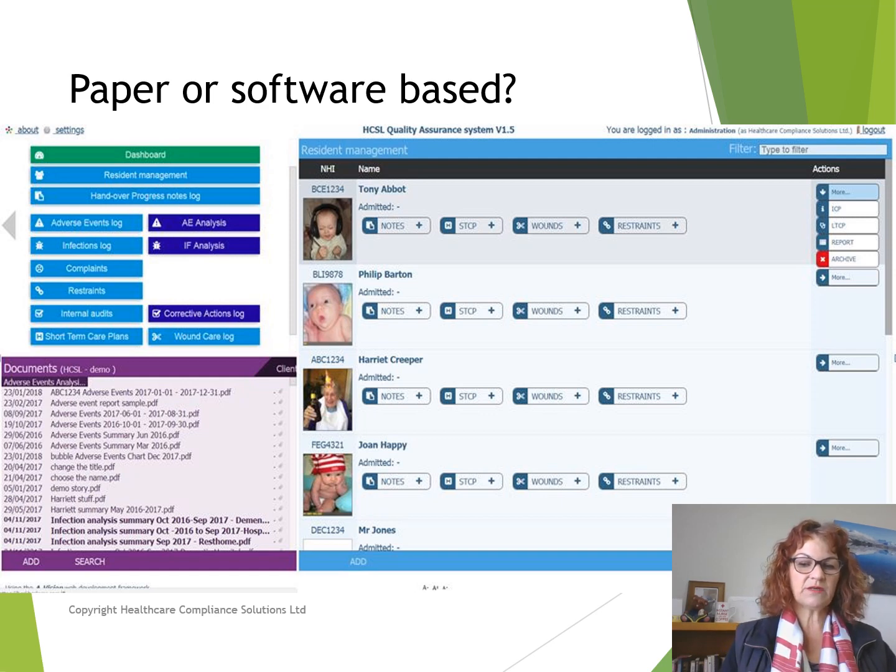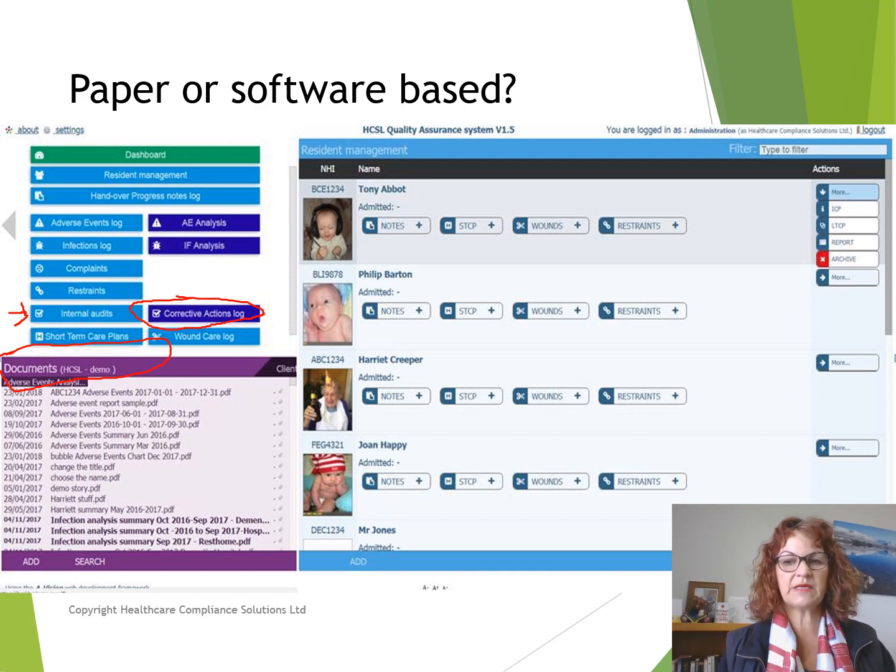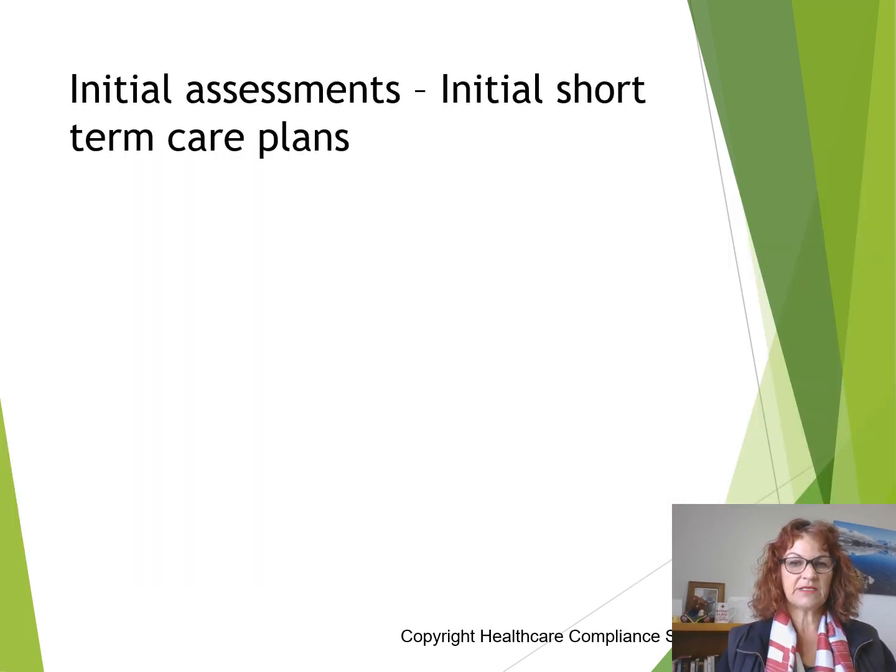Now, I mentioned the document library. If we look over here, this is the document library in the purple area here. The internal audits are here, and the corrective action log is here. Your resident files, of course, and the more button over here to give you access to the initial care plan, the long-term care plan, and to create reports is all there sitting for you online, keeping everything all in one place together. Now, we have uploaded into your document library copies of the standards as they apply to you.